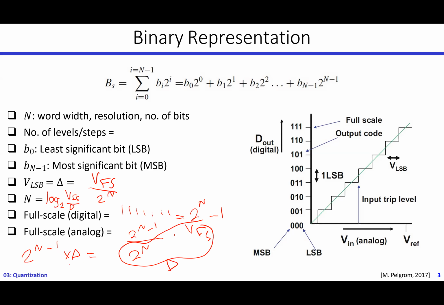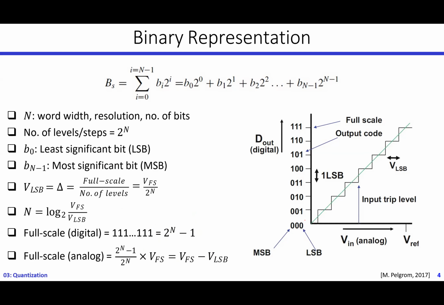And this gives me, sorry, no. Yeah, it basically gives me V full scale minus delta. So I won't be able to map my reference voltage. My maximum code basically maps to VREF minus delta. And this is because I am starting from 0. Okay, any question on this?